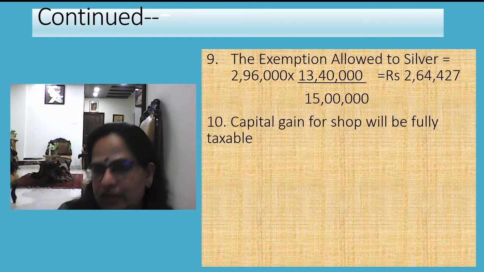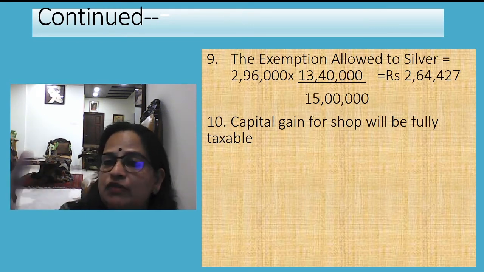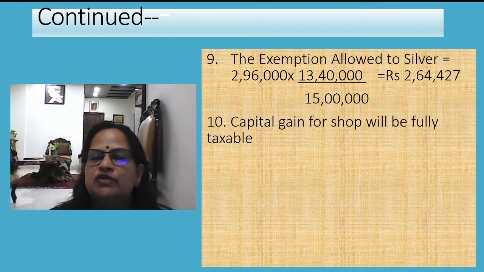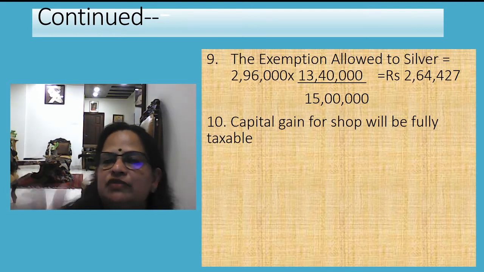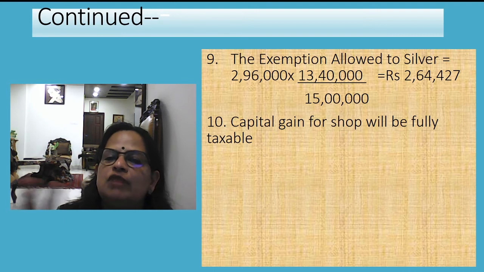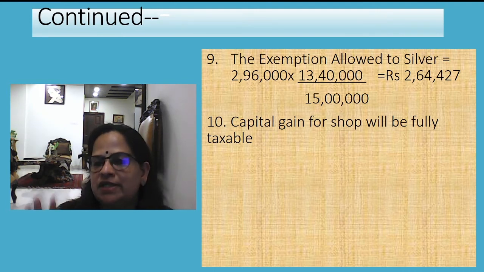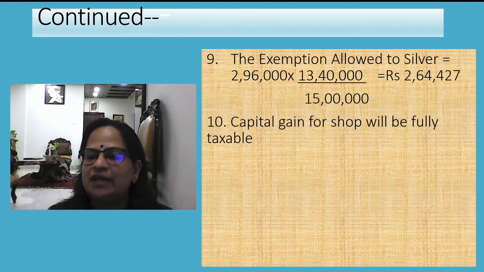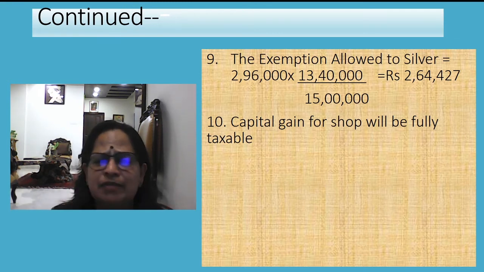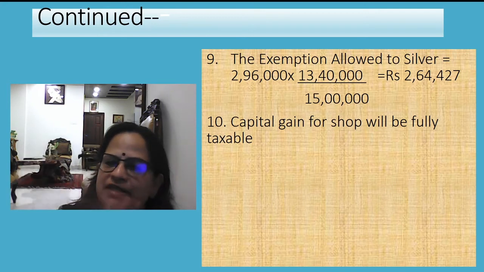Now exemption for silver, 2,96,000 is the LTCG. Balance investment available, 22 lakhs we cannot take. So two items we have already adjusted and balance is 13 lakhs 40,000. Now net sale consideration is 15 lakhs. So 2,64,427 will be allowed. So capital gain for shop will be fully taxable. So that is the solution. You can see these items, this is how we have taxed and that is how we are doing that. This is the simple step. If you learn this step by step, there is nothing difficult.